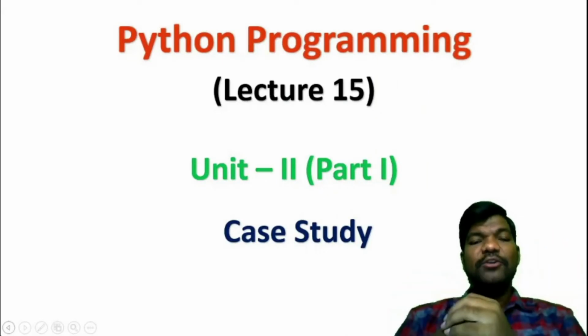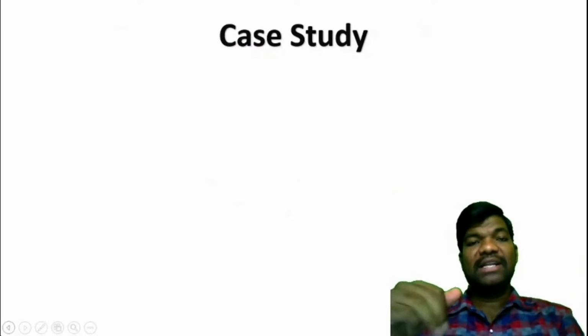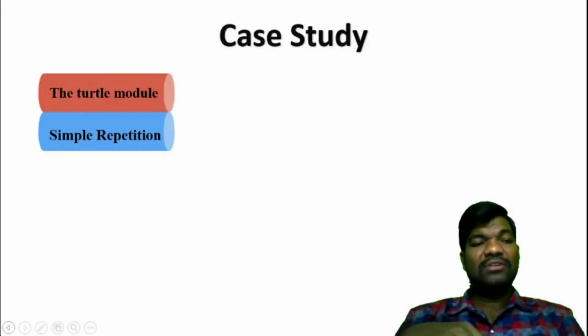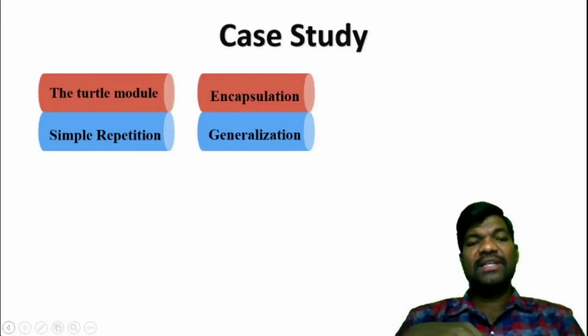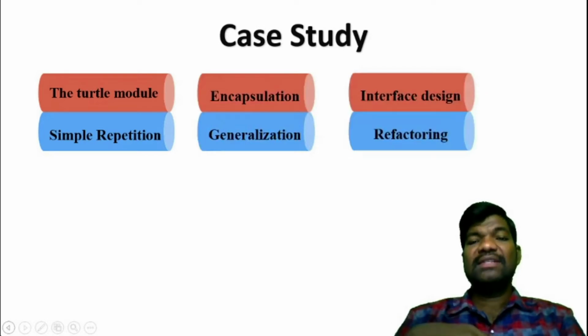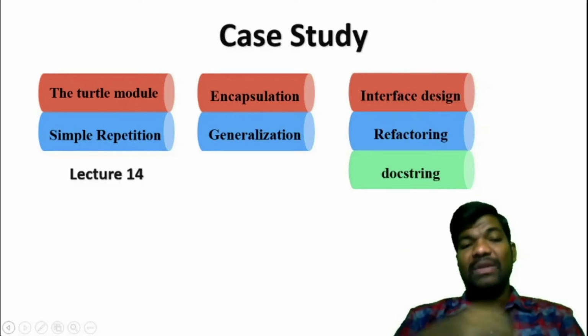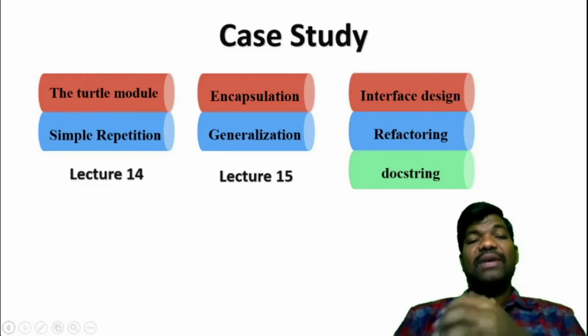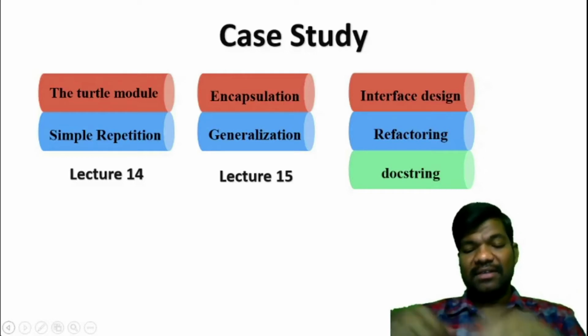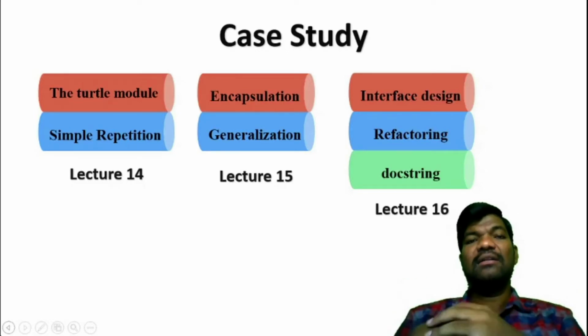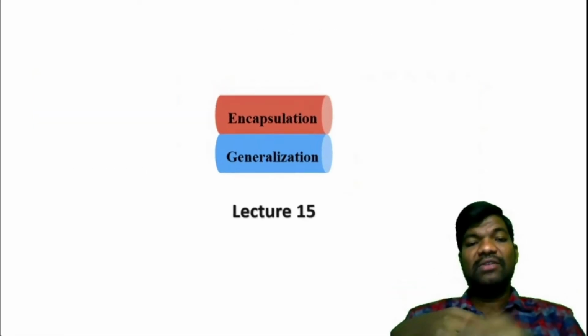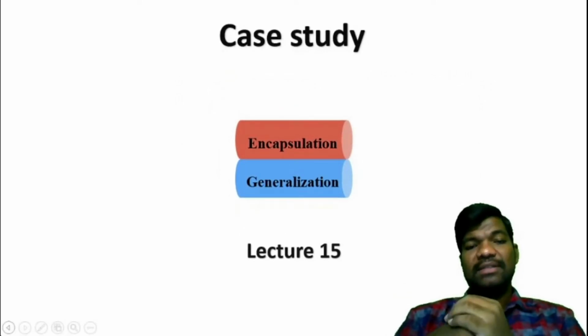We are learning unit 2 part 1, a case study. So let's check the syllabus once again. The turtle module, simple repetition, encapsulation, generalization, interface design, refactoring, and finally docstring. In the previous lecture, two topics were completed. Now coming to the two topics, encapsulation and generalization. In the next lecture, we will learn another three topics. Let's get into today's lecture, encapsulation and generalization.